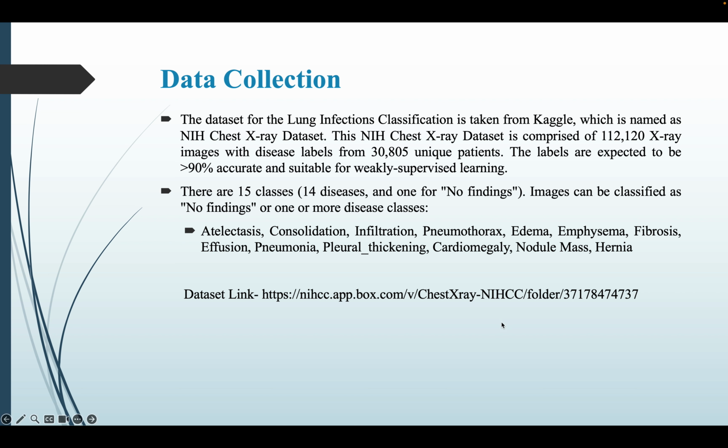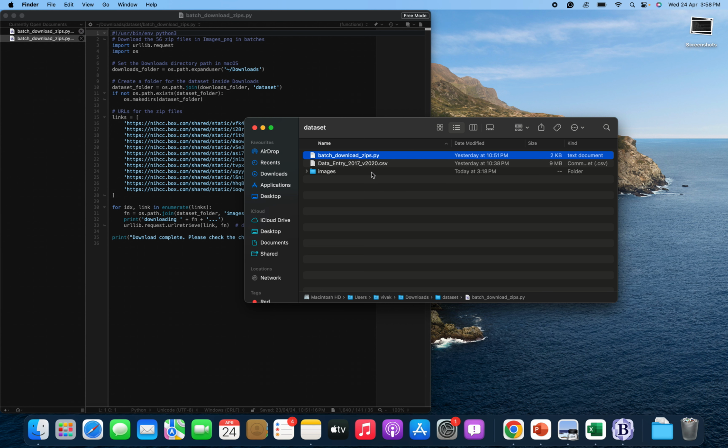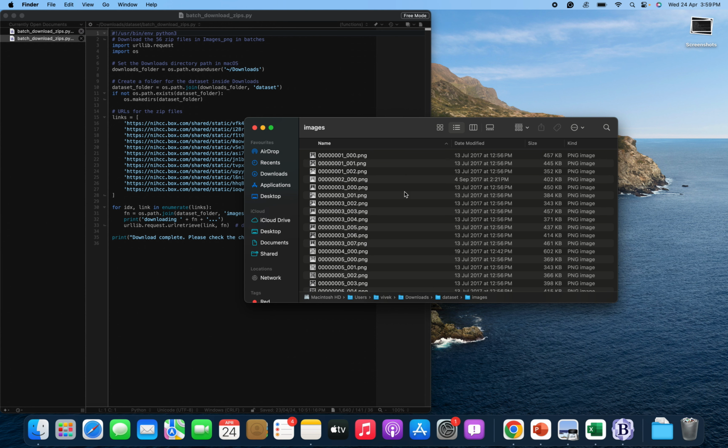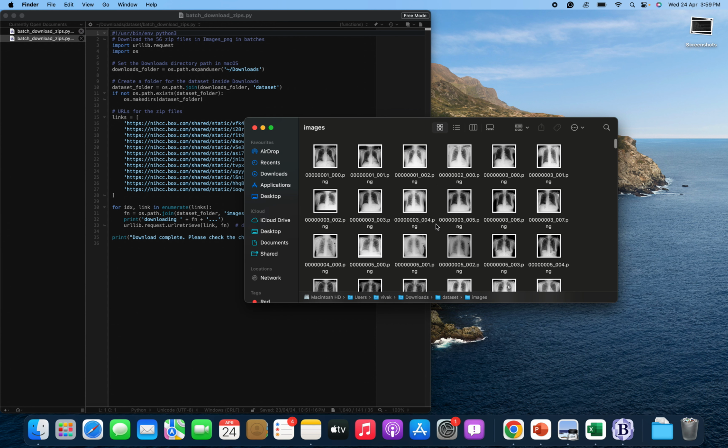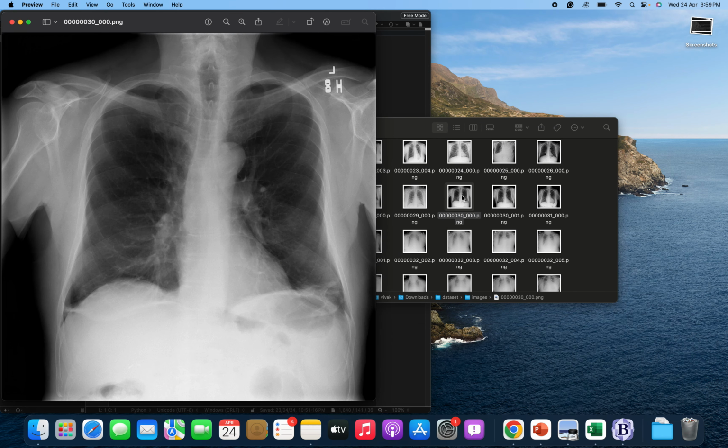I'm also attaching this PPT to the Blackboard. There are totally 15 classes, 14 diseases and one for no findings. That means that particular chest X-ray image does not have any kind of disease, and the 14 diseases are these. We can also see the images. There are a total of 100,000 images. Yeah, these are all the images, and it is a sample one.